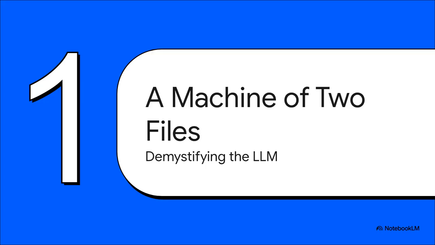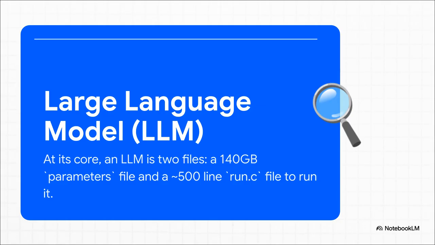Okay, first up, let's pull back the curtain and demystify this machine. We tend to think of LLMs as these magical, complex things living in the cloud. But at their core, they're surprisingly simple and concrete. So Karpathy has this brilliant way of explaining it. To run a massive model like Llama 2, you really only need 2 things. First, a gigantic file of parameters. That's the brain. And second, a surprisingly simple little program to run it all.